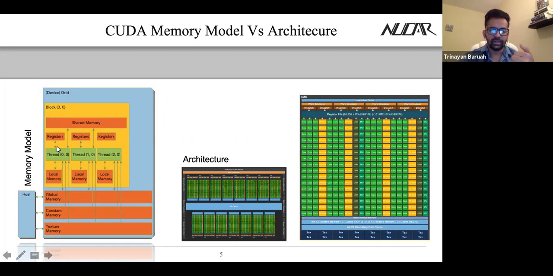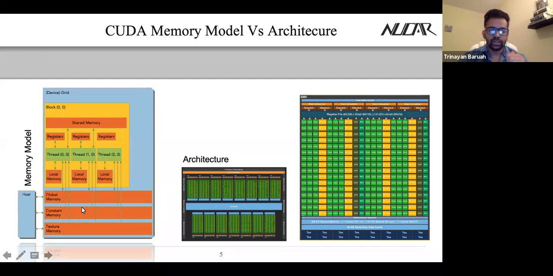The first is that each thread has access to its registers, which are private to it. Then there's the concept of local memory, which is based on the cache, and we'll take a look at what local memory exactly is. Then there's shared memory, which belongs to the scope of a block, so all the threads within a block can use it. We'll look later at why shared memory is important and how you can leverage it to improve performance. There are also other types of memory: global memory, constant memory, and texture memory.